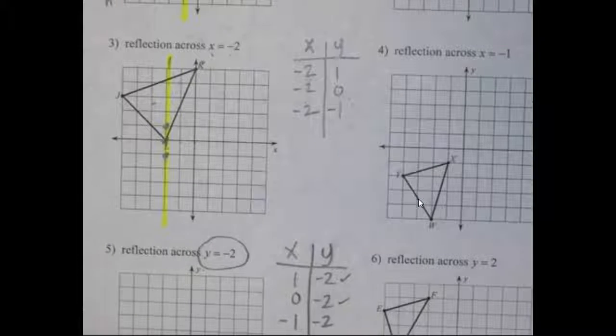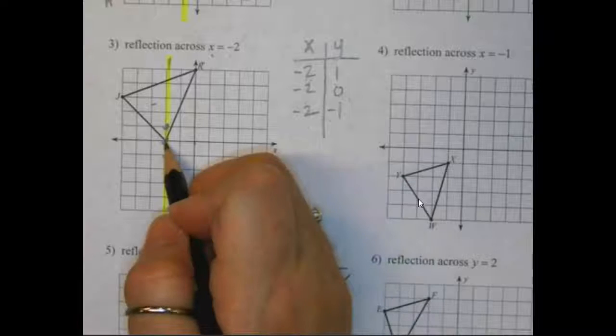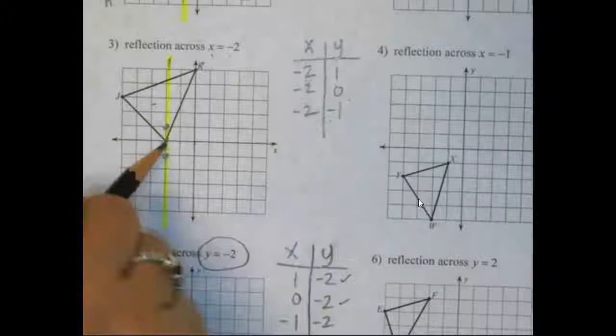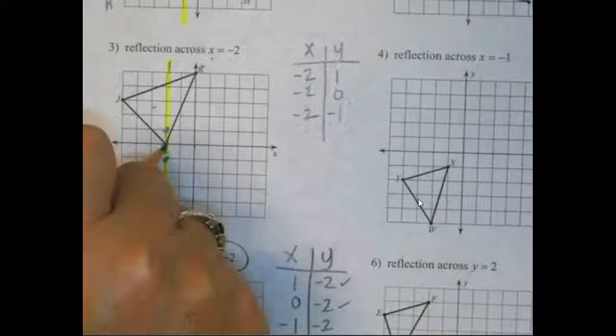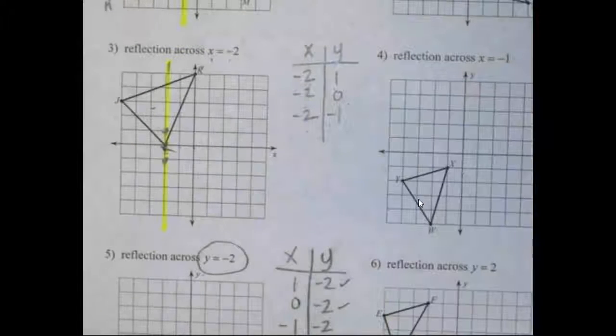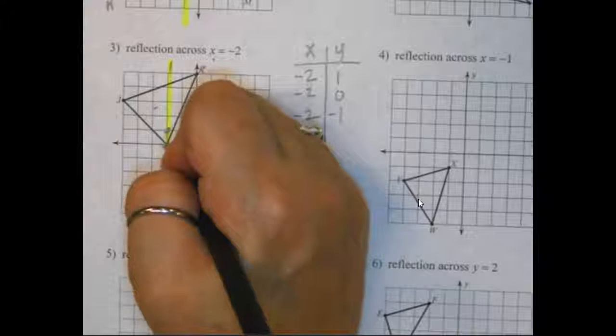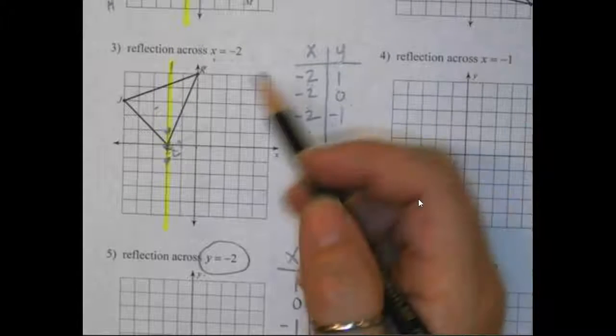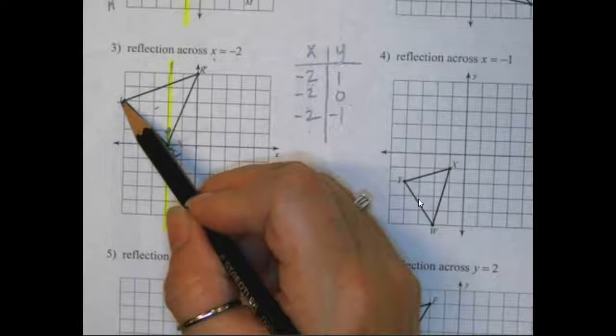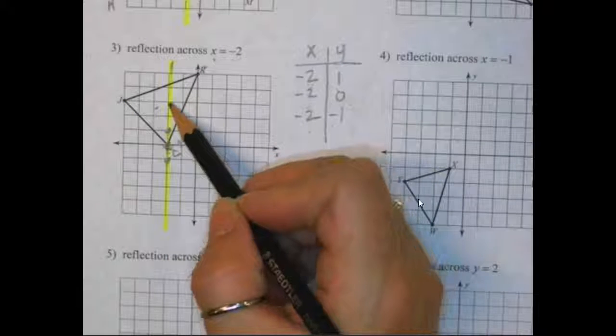And then I do my reflection. So if you notice, L is right on that line of reflection, isn't it? So do I have to move to get to my line of reflection? Nope. So it stays there. It just becomes L prime as well. Okay, 2. For J, I need to go to my line of reflection.